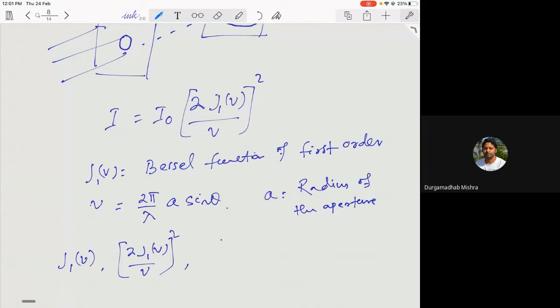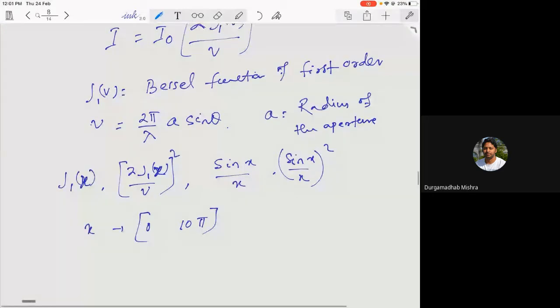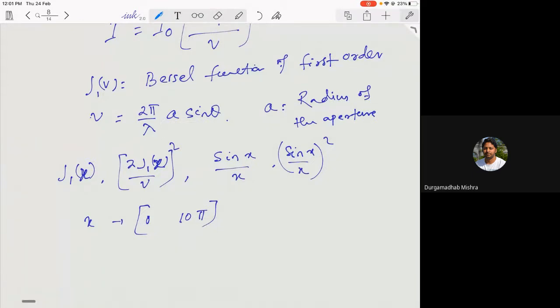And you can also plot to see how this varies: sin x by x, or sin x by x whole squared. So instead of J1(V), let's say J1(x), where x is your variable, and x can vary from 0 to 10 pi or something like that. You can try to plot in MATLAB or any other programming language, and see how it depends as a function of x. You can plot a one-dimensional function and see what the difference is between J1(x)/x whole squared and sin x by x, and understand how they are different.